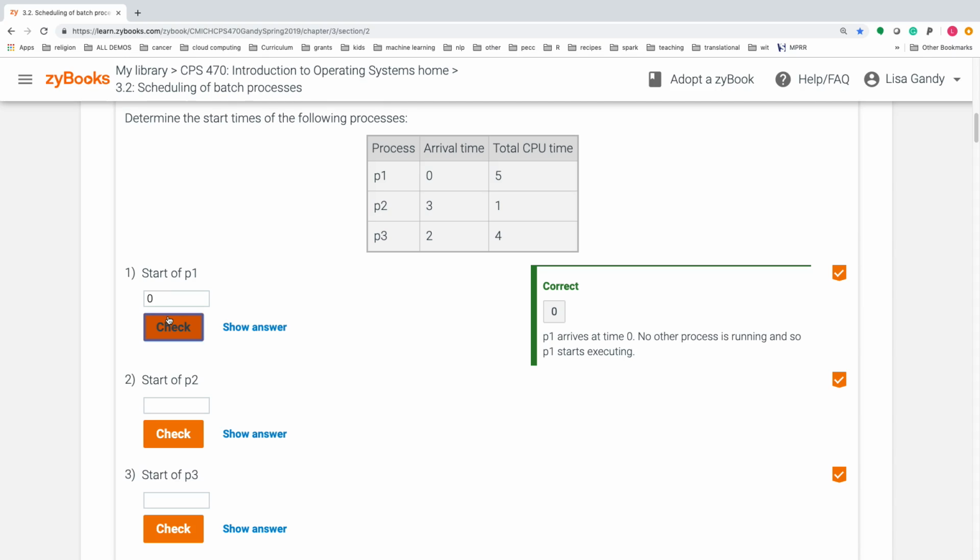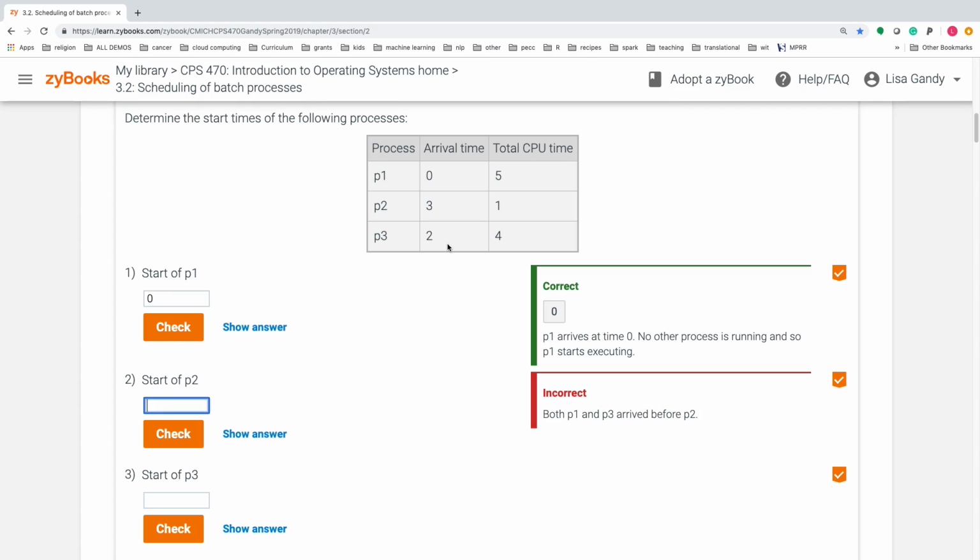Probably shouldn't tell you that. Yes, because P3 actually got there first, right? I will put that in. Okay, good. So 0 is going to go to 5. It goes through P1 first until it gets to 5, and then it's going to go through P3 for 2.